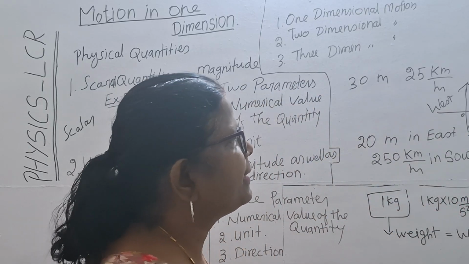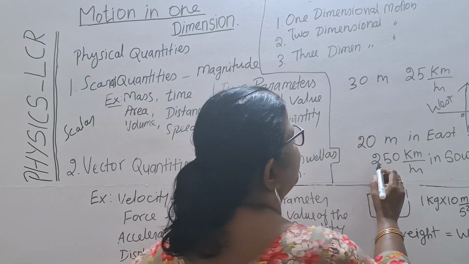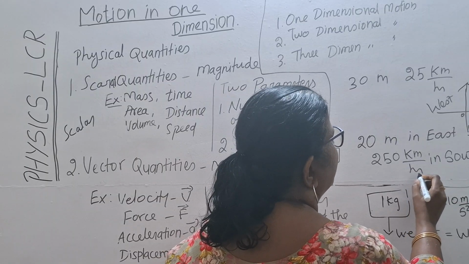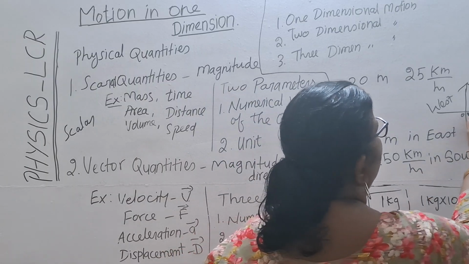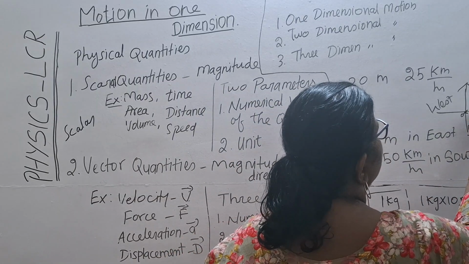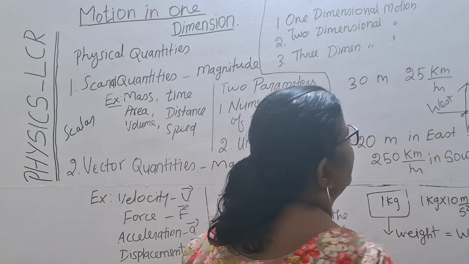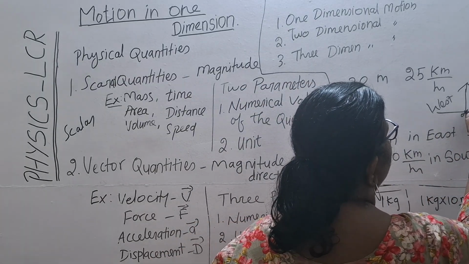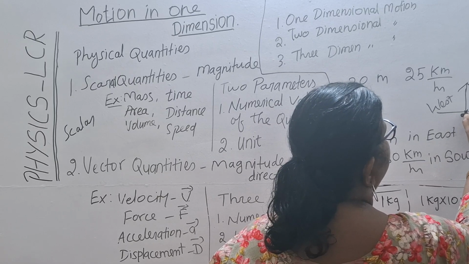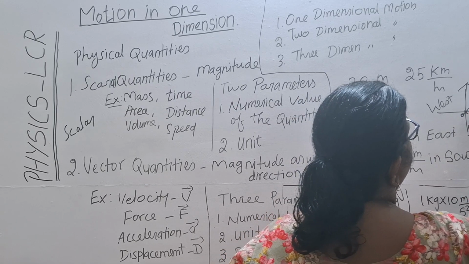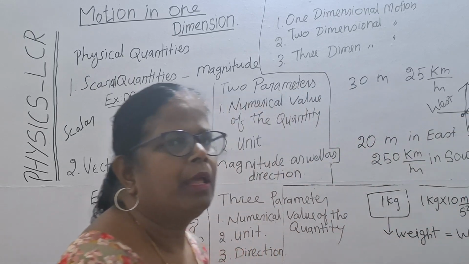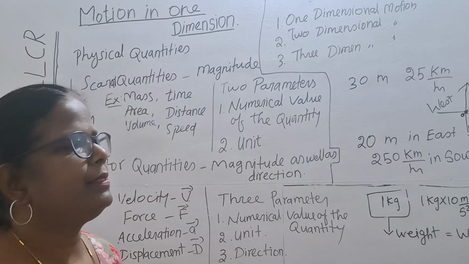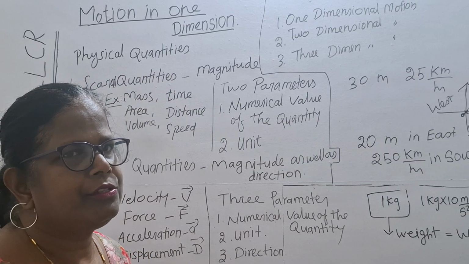So that is the direction we can understand. 250 kilometer per hour in south. So I am starting from here. South direction I am going to travel. 20 meter in east I told actually. So here I am going to start, and that's the origin or center point we can say. East direction I am going to travel. East direction. Have you understood?